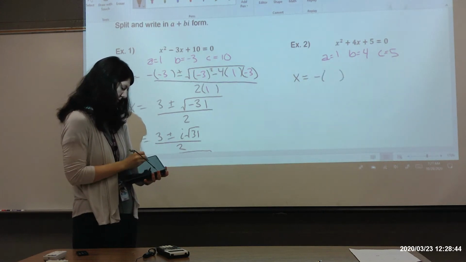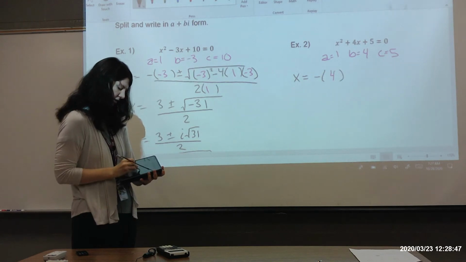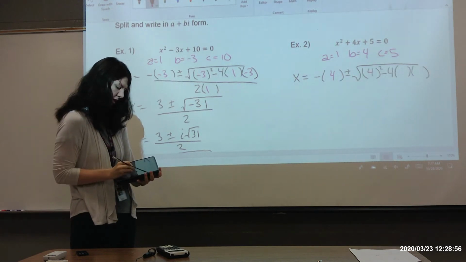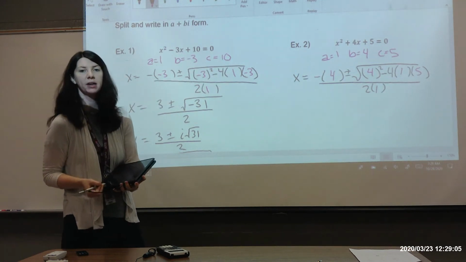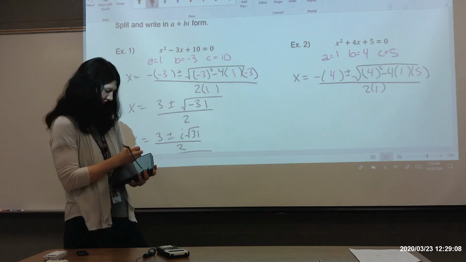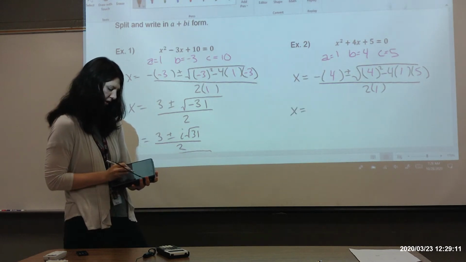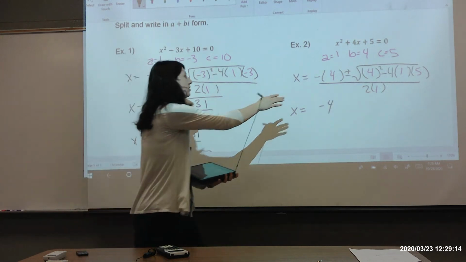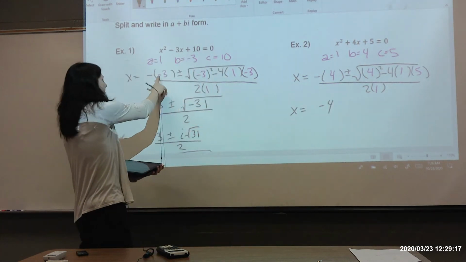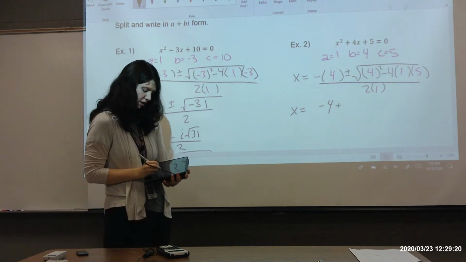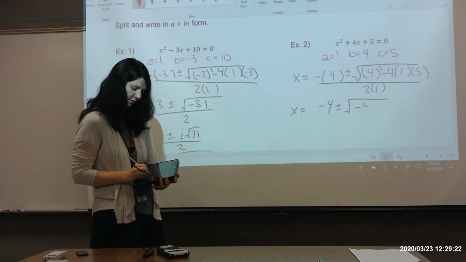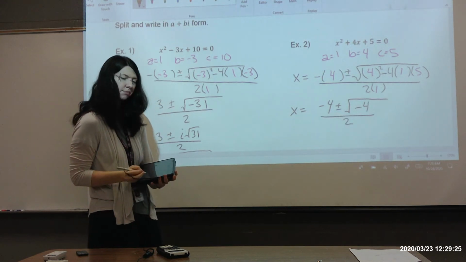Negative, plug in my b, plus or minus the square root of b squared minus 4 times a times c, so b, a, c, all divided by 2 times my a. Okay? And what is your discriminant equal to here? All right, let's check. Negative 4, there's only a single negative here, so that negative will stay. Here we had a double negative, so it canceled. Plus or minus, and your discriminant should have been negative 4 over 2 times 1, which is 2.